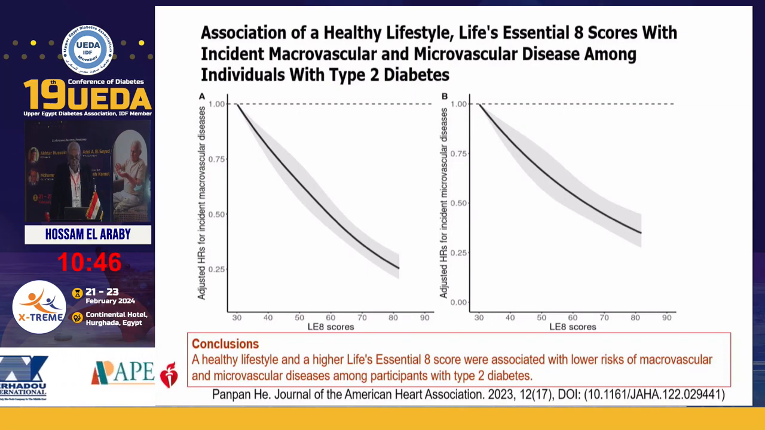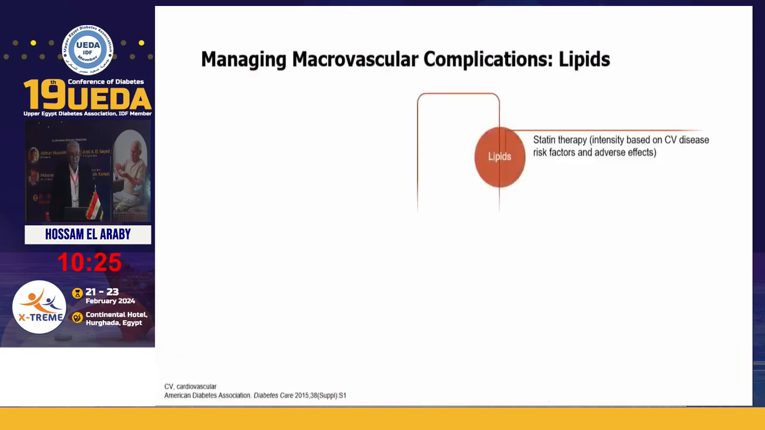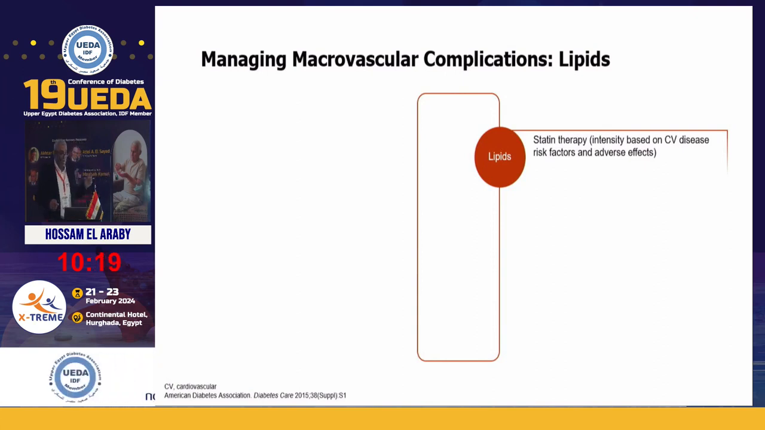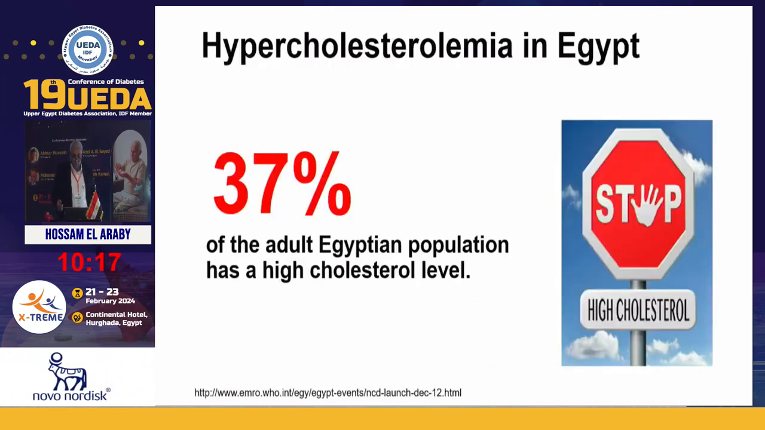This is a study published last year, showed that a healthy lifestyle and a higher Life's Essential 8 score, that's one of the scores that calculate the lifestyle, were associated with lower risks of macrovascular and microvascular disease among participants with type 2 diabetes. So lifestyle modification is very effective. Managing macrovascular complications through control of dyslipidemia is another way for prevention of macrovascular complications.